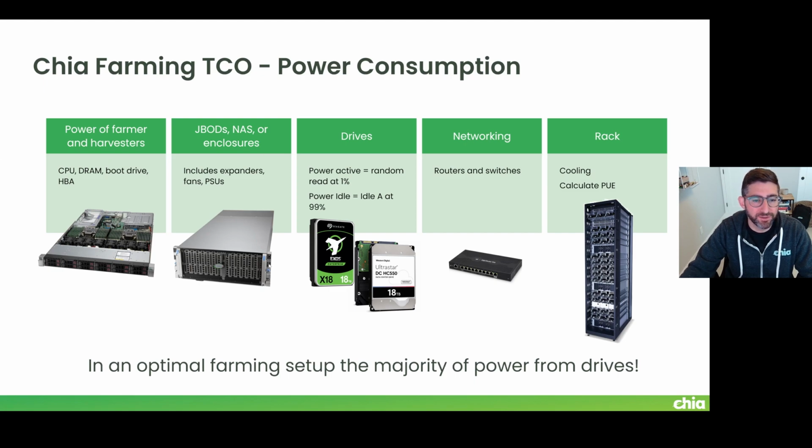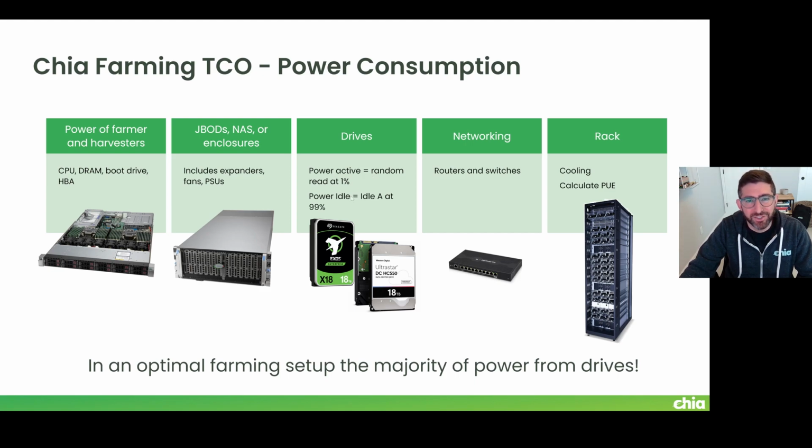And of course, you're going to need to have something to put the drives in. Now, if that's a JBOD, the power that is not the drives includes the expanders, the fans on the power supplies themselves, all the management stuff. So they consume just power for the supporting infrastructure. And the drives, I mentioned, if we're going to spend on a K equals 32, you're going to basically set the power idle at the idle A value for the drive model that you have, and the power active, just the random rate at 1%.